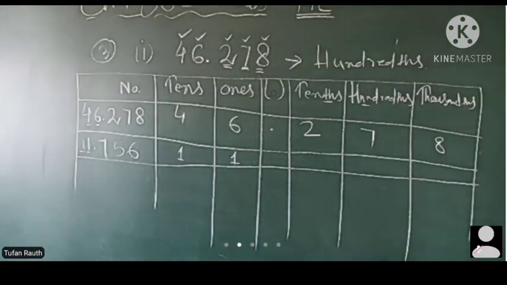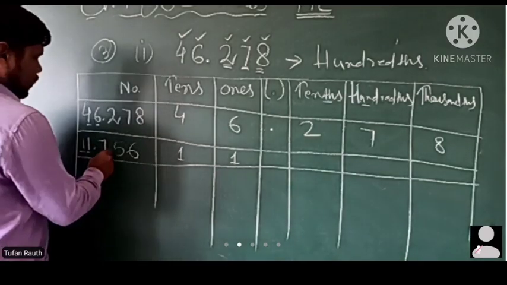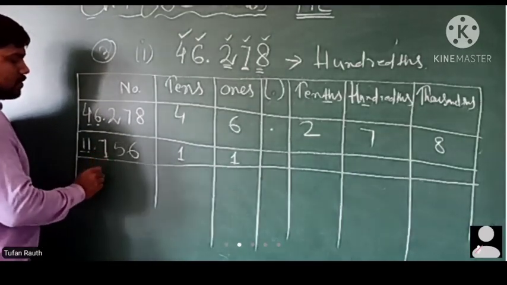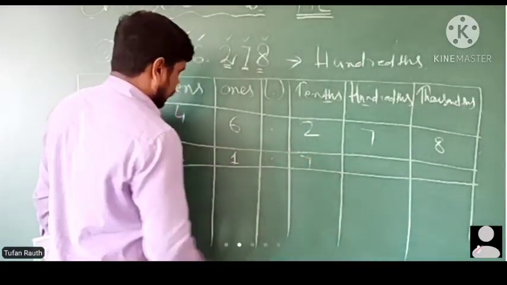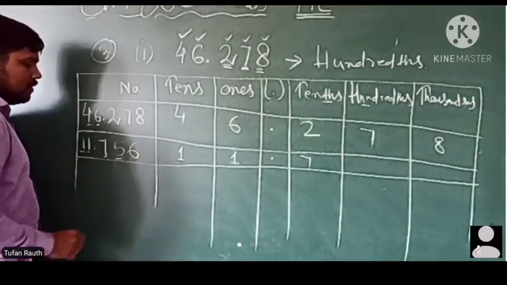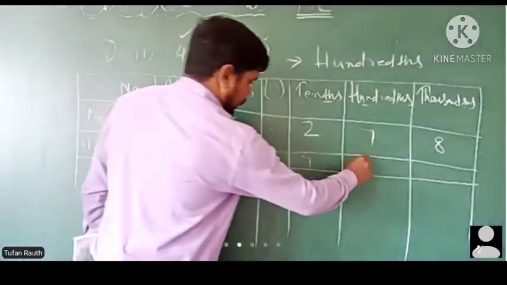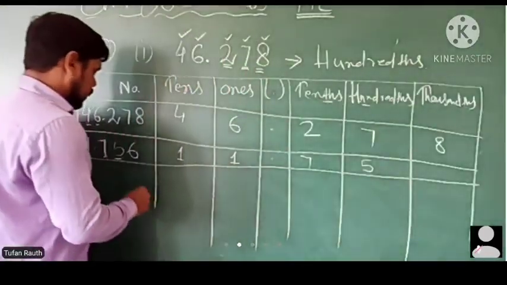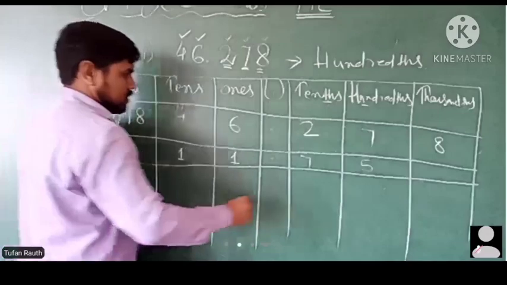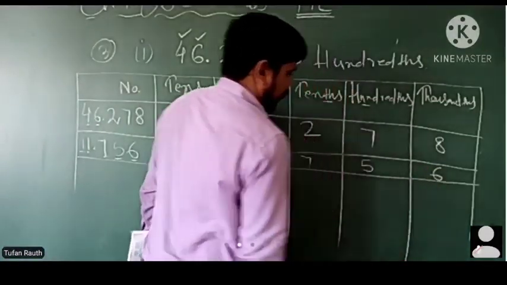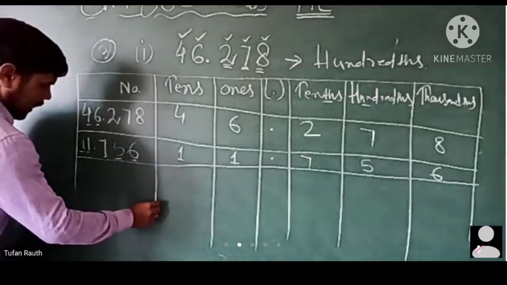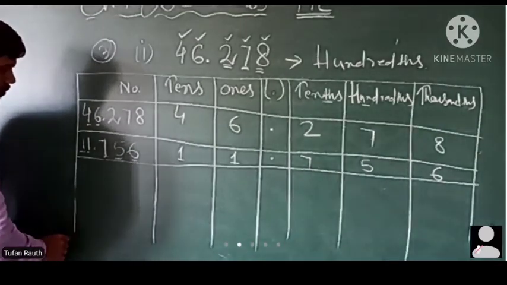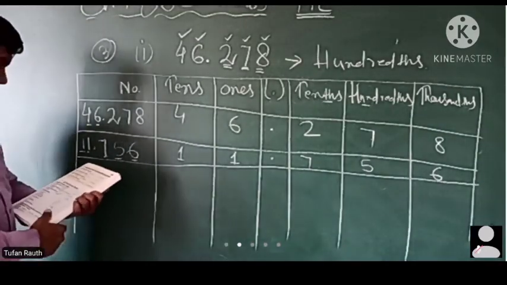Okay, after that you can see this is the tenths place. So 7 is in the tenths place, so here after the decimal it will be 7. After that we have 5 in the hundredths place, so 5 we will write in the hundredths place. And then we have 6 in the thousandths place, so 6 we will write here. So in this way, whatever number is asked, you can write it in the table like this.